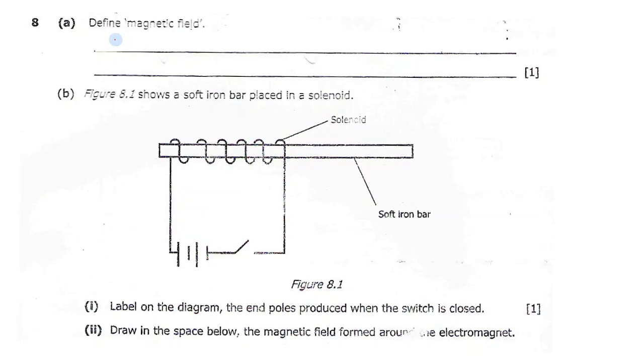Then we come to 8a, define magnetic field. It is a region around a magnet where the magnetic force of attraction is experienced.